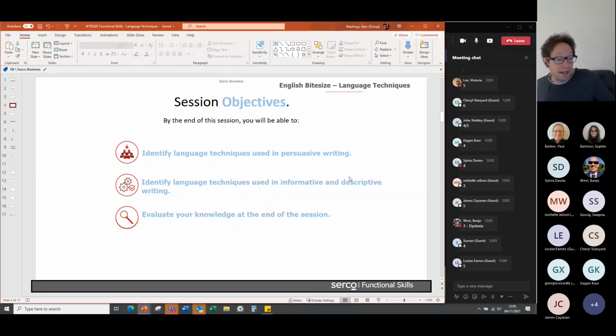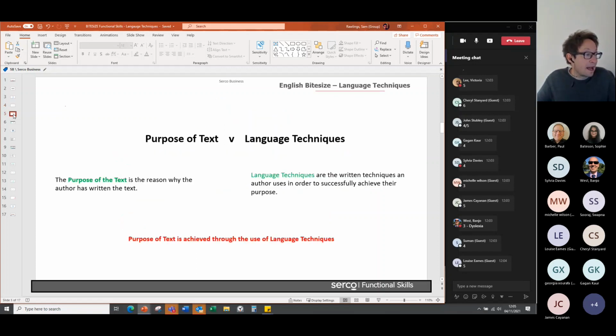There are a lot of language techniques, and if you did the purpose of text session, you'll remember that there's a lot of purpose of text as well. So this is really just an introduction. It's not going to be everything you need to know. So hopefully this will give you a springboard to then go forward and do a bit more of your own revision and your own practice on the back of this. Okay, so that's the objectives.